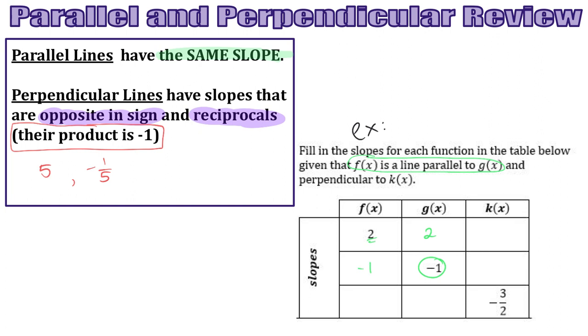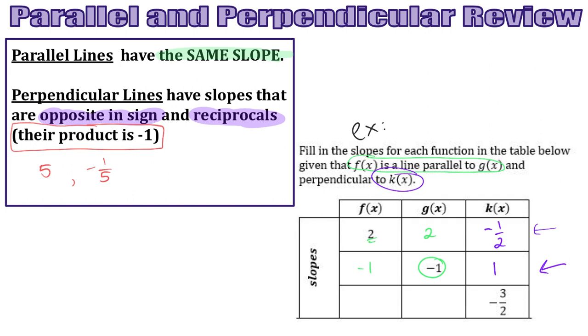And perpendicular to k of x, so what would the slope be for k of x if the slope for f of x is 2? What would the slope for f of x be if I changed its sign and reciprocated it? Hopefully you got that that would be negative 1/2. For the next line in our table, if g of x is negative 1, I take the reciprocal of that, I still just get negative 1, and I change the sign, I get positive 1.